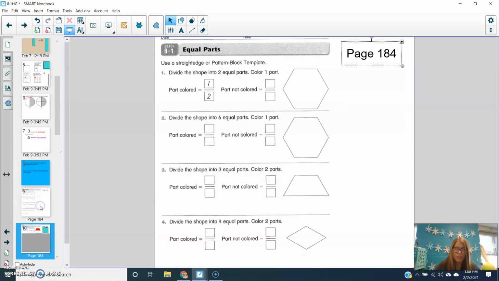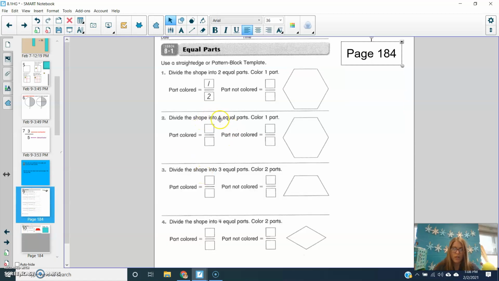So now, could you take a look at question number 2? You're going to divide this into 6 equal parts, and you're going to color one part, and then tell me the fractions that are colored and not colored. And then you're going to divide this into 3 equal parts and color 2 of the parts. And then the last one, you're going to divide the shape into 4 equal parts and color 2 of the parts. Can you try to do as many of these problems as you can? Press pause and then play when you're ready to check.